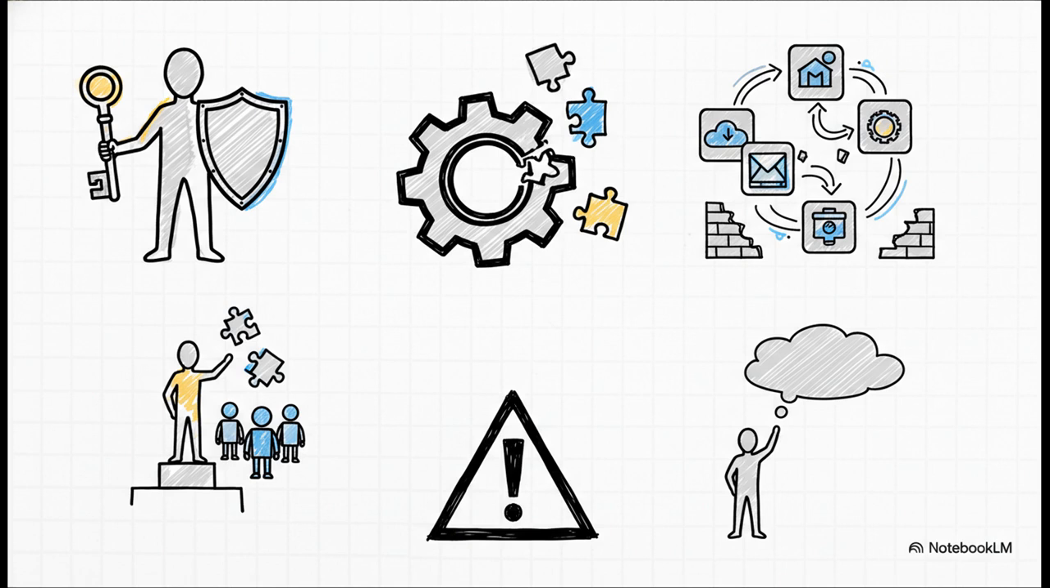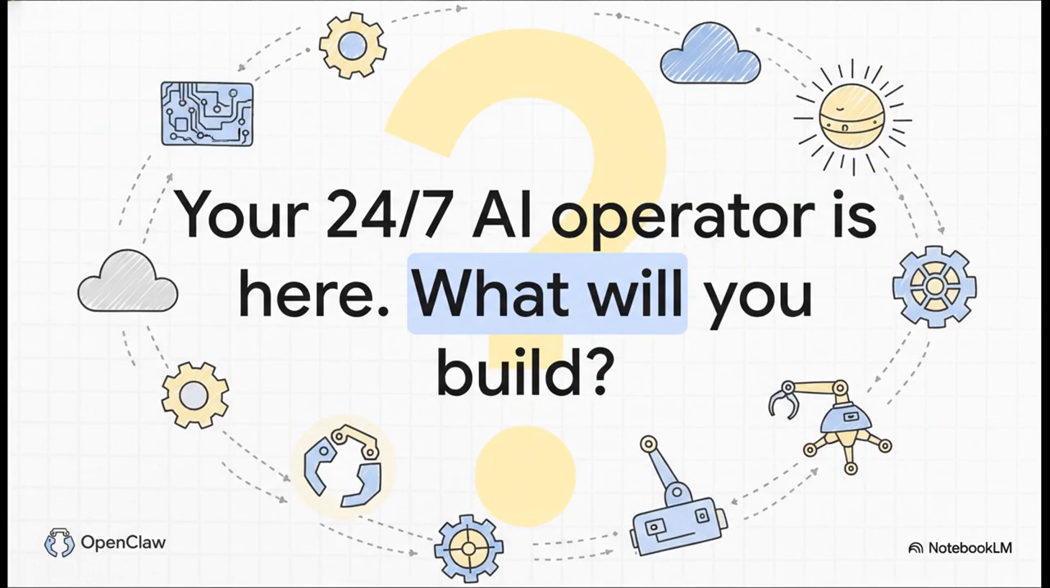That control lets you break down the walls between all your different apps and integrate everything. And with skills, its power can grow almost infinitely. But as we've seen, all of this incredible power absolutely demands that you be careful and responsible with security. The technology to have your own personal 24/7 AI operator isn't science fiction anymore. It's here, right now. So the only real question left is, what are you going to build with it?